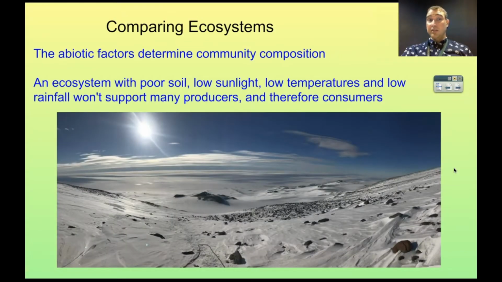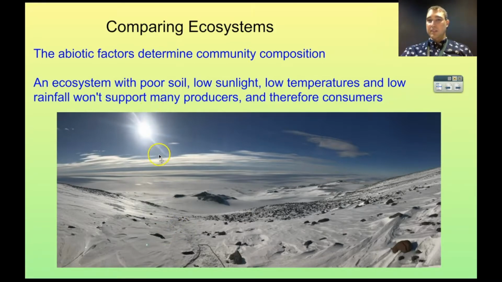So let's compare a couple of ecosystems. So as I said, the abiotic factors determine the community composition. Ecosystems with poor soils, low sunlight, low temperatures, and low rainfall, they're not going to produce very many producers, and therefore there's not going to be too many consumers. So a good example of this is Antarctica. So in Antarctica, you have a lot of surface ice, which isn't soil, so it makes it very difficult for plants to grow.